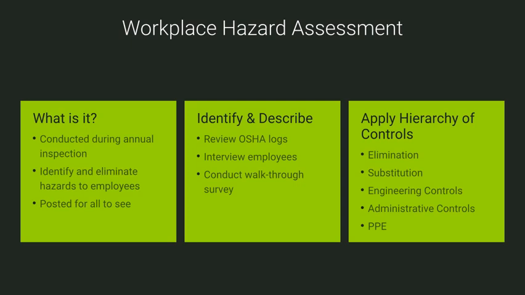Once hazards are identified, we will apply the hierarchy of controls to mitigate them. We will first try to eliminate the hazard, then substitute it, then engineer a solution, then enact administrative controls such as training. Additional PPE requirements will be the last resort to mitigate the hazard.